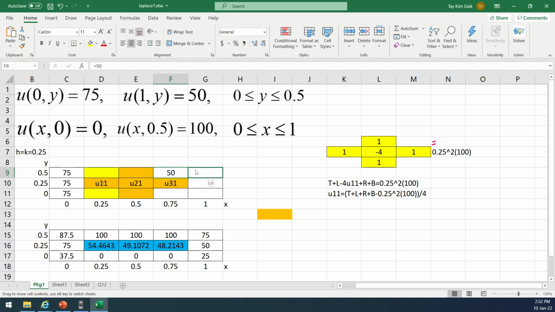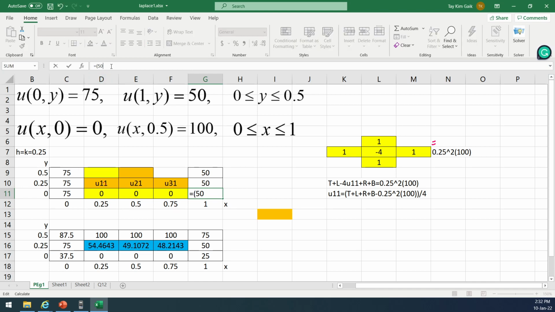X1 is here, equal to 50. And then ux0 equal to 0, meaning when y equal to 0, for all the values of x, u is 0. So you can put it equal 0. So this cell is contradictory, okay? For the contradictory one, 50 is from the right boundary, 0 is from the bottom boundary. So you may add up 50 plus 0, divide by 2.